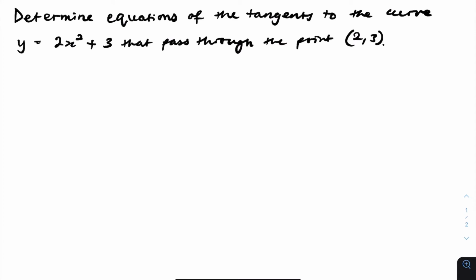Alright, so here we have a problem that says determine equations of the tangents to the curve y equals 2x squared plus 3 that passes the point (2, 3). In the last video we discussed what a tangent was. It's a straight line that passes through a specific point on a curve exactly once. It doesn't intersect the curve more than once or less.